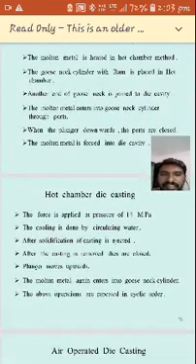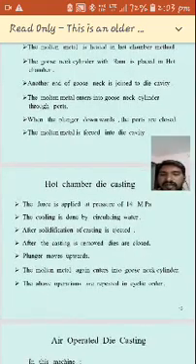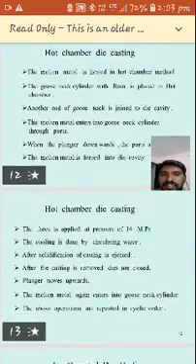After the casting is removed, the dies are closed, and the plunger moves upwards again. The molten metal enters into the gooseneck cylinder again. The above operation is repeated in cyclic order. Okay, so that is hot chamber die casting.